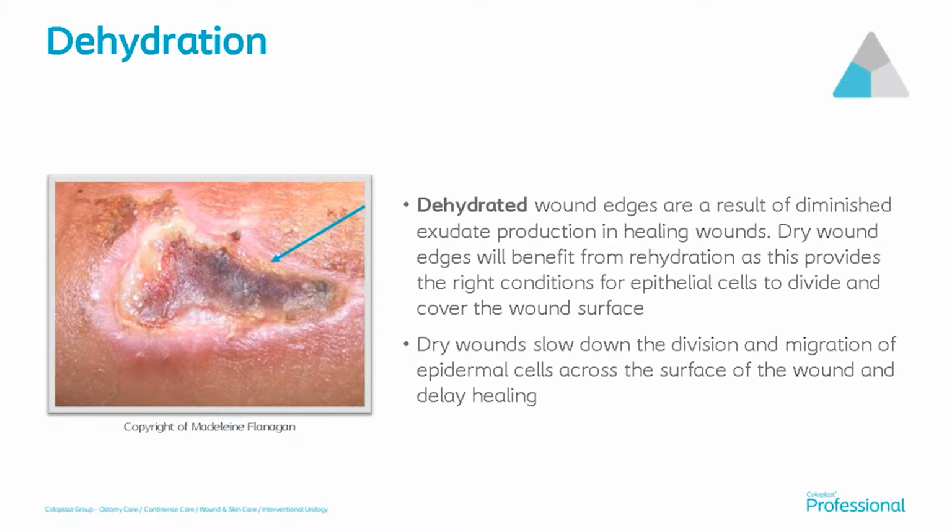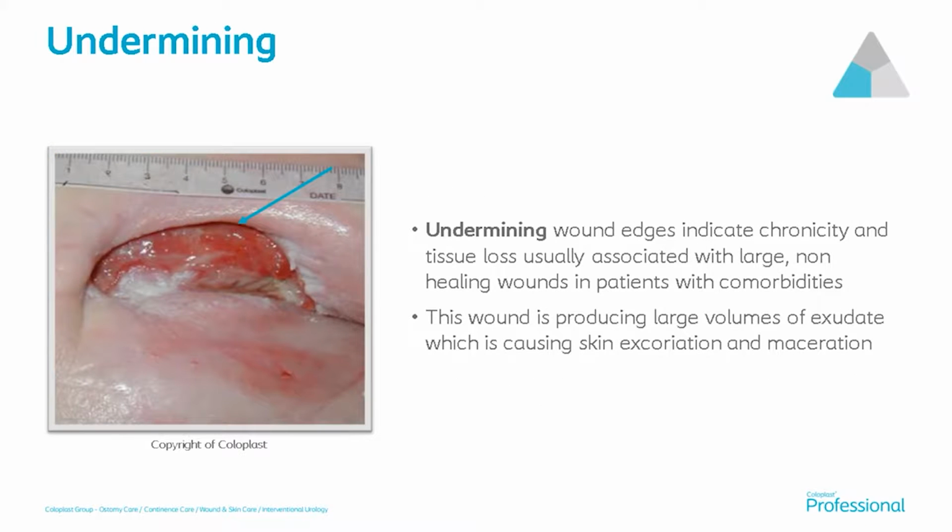If the wound edge is dehydrated and you've got that diminished exudate production within the wound, it's going to have a knock-on effect and delay that wound healing process. The undermining of wound edges can indicate that actually that wound has been there for quite some time and it's probably a chronic wound. So what do we need to do about that to try and help this wound move on in its healing?